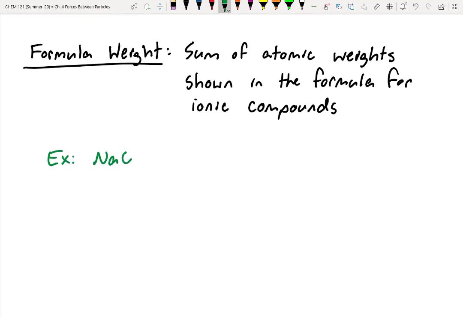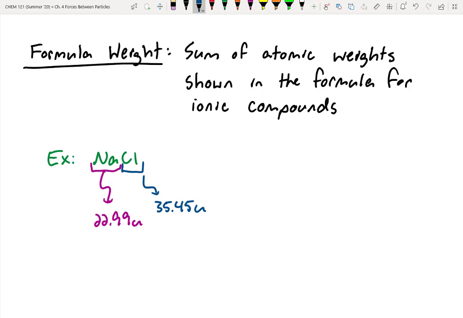So NaCl. Okay, well, let's grab our periodic table. We can quickly look up the atomic weight for just sodium right here. In my periodic table, sodium is 22.99 U. And then chlorine in my periodic table, if I look it up, is going to be 35.45 U.